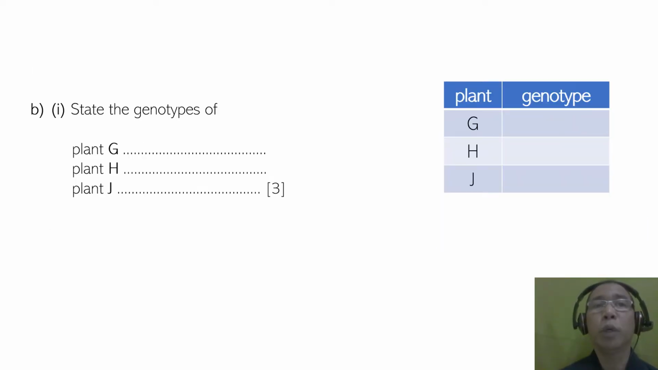For question B1I, state the genotype of plant G, H, and J. Remember that the color of the flowers of plant G and H are blue, while J is white. The dominant color is blue and the recessive color is white. Try to answer the genotype of G, H, and J in the comment box below.